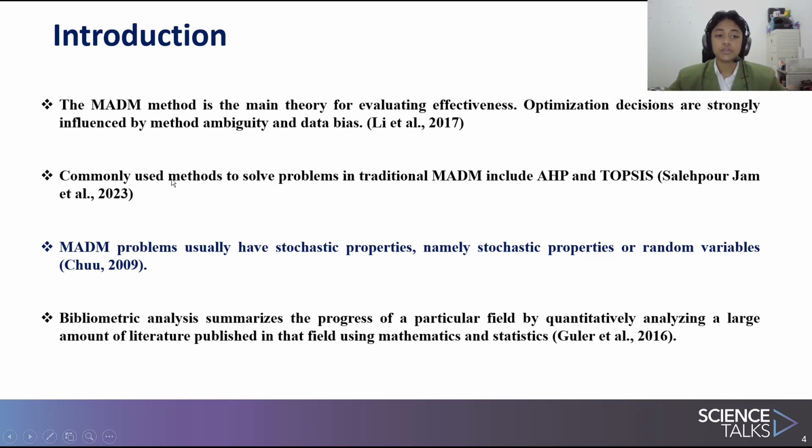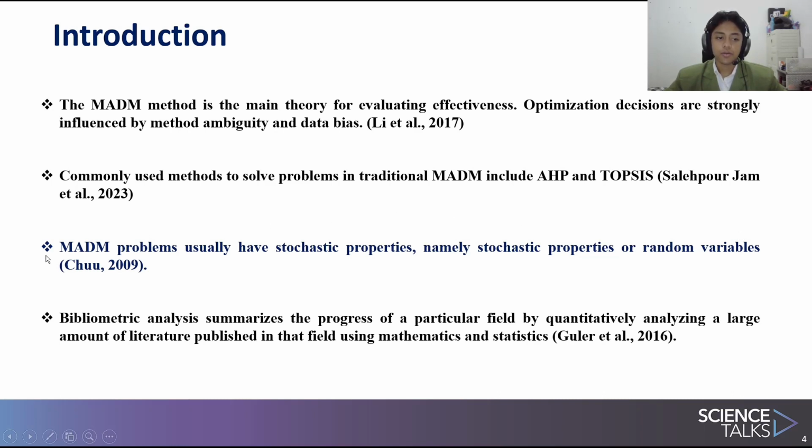Point 2 is that commonly used methods to solve problems in traditional MADM include AHP and TOPSIS. In addition, decision making is sometimes still limited by experience, thus preventing decision makers from making accurate and reasonable assessments of alternatives. This encourages the emergence and development of the fuzzy set, a theory that provides a new perspective for decision makers to solve MADM problems. Incorporating the fuzzy set into MADM has formalized a new research direction called fuzzy MADM, which is currently widely applied to decision-making problems.